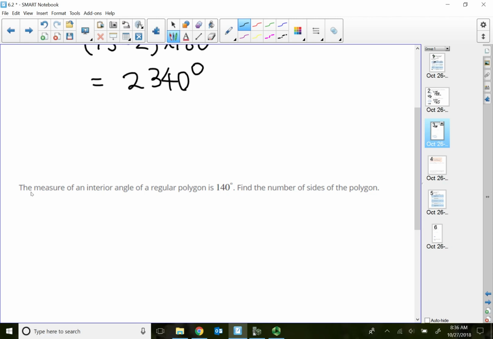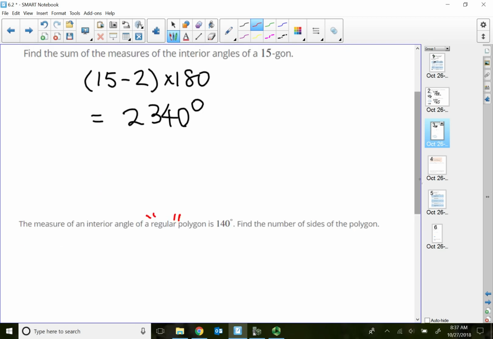All right. The measure of an interior angle of a regular polygon is 140 degrees. The word regular here means all angles of a polygon are the same, and all the sides are the same. So whenever you see the word regular in front of the polygon, that's referring to all sides and all interior and exterior angles being the same. Find the number of sides.